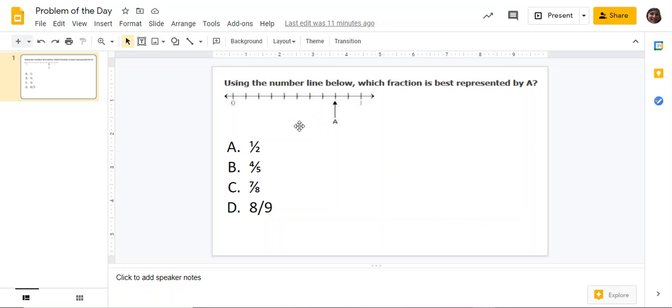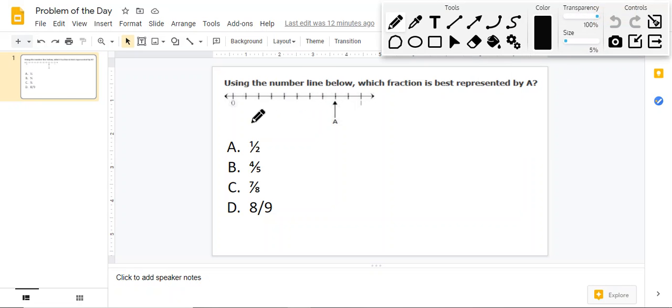So using a number line below, which fraction is best represented by A? Is it 1/2, 4/5, 7/8, or 8/9? So go ahead and pause the video if you'd like to solve on your own. If not, we're going to go ahead and take the first step, which is going to be figuring out how much A is. I'm going to go ahead and open my web paint here.